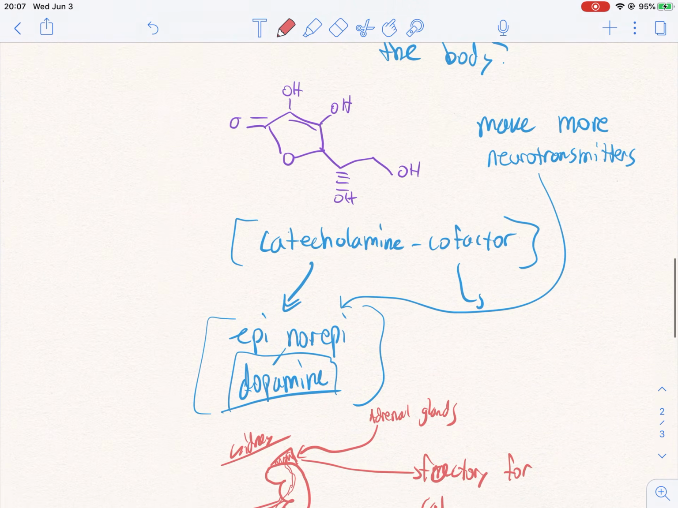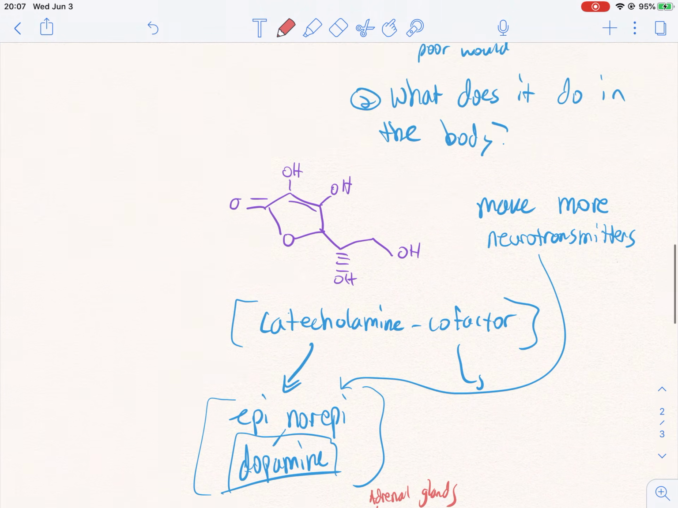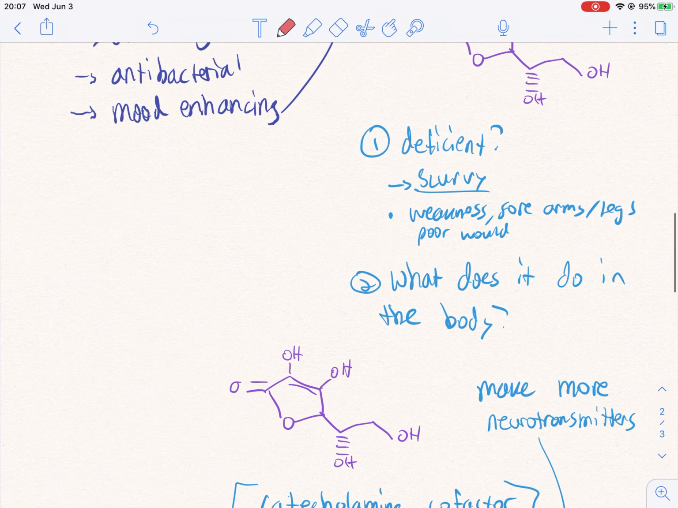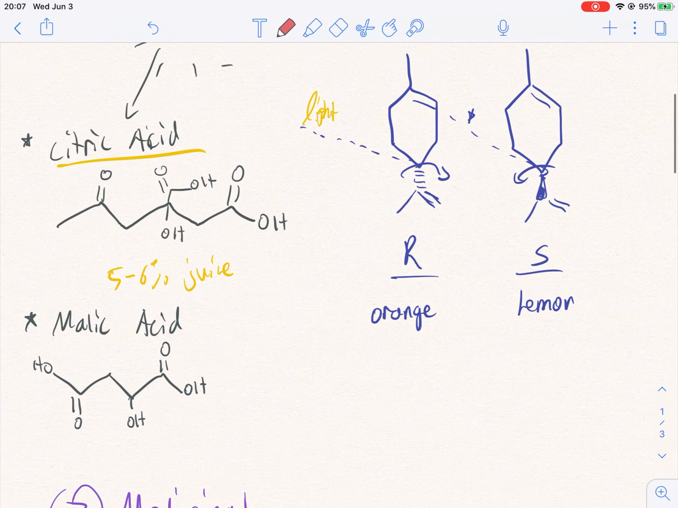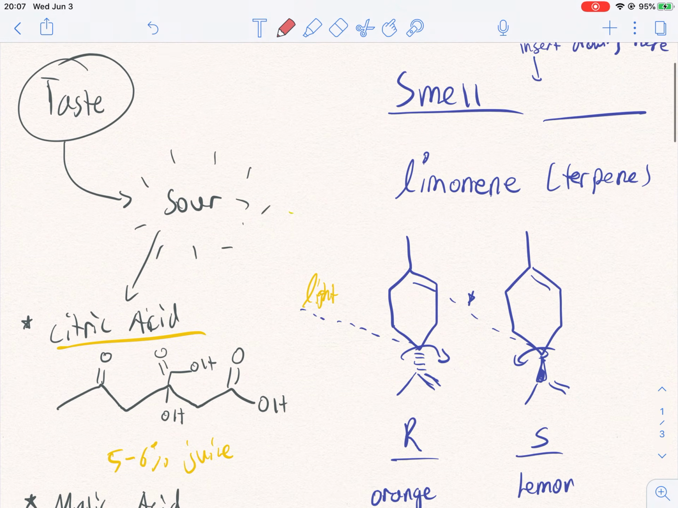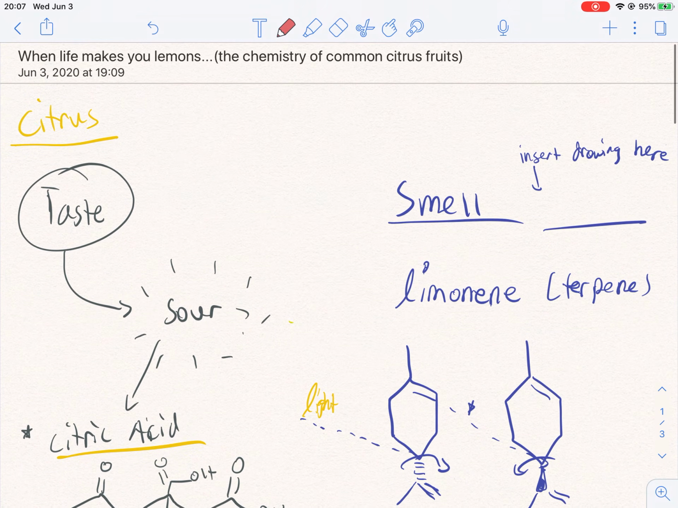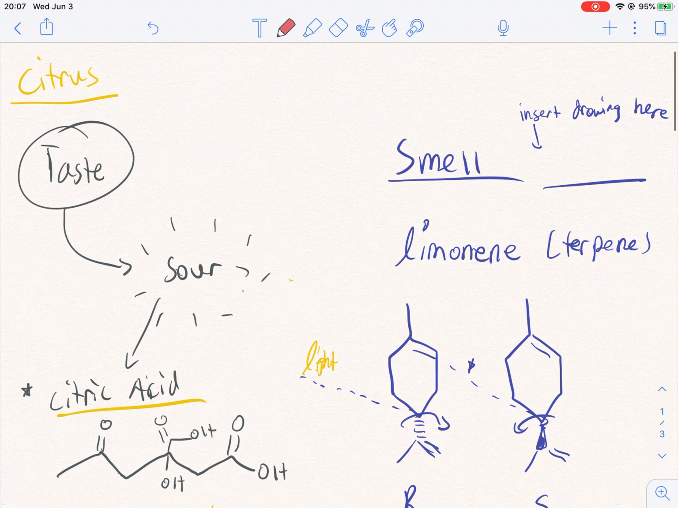It's necessary for our bodies to make these chemicals that regulate our mood and our life, and it's necessary for our health. It has compounds that are antifungal, antibacterial, mood enhancing. We know citrus is sour, and now we can understand just some of the chemistry in lemons, but in general, common citrus fruits.